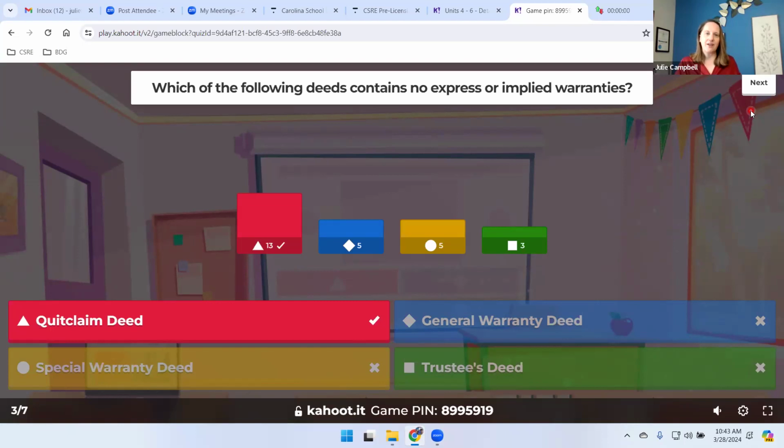Quitclaim deed says what I got, you get. No warranties. So if I got nothing, what you going to get? Absolutely nothing. That's all the quitclaim deed says. There are no warranties. The general warranty deed has the most, and that's the one we're going to see the most often out in the wild. That's the one that has the most warranties from the seller, offers the greatest protection to the buyer. Questions on this one?